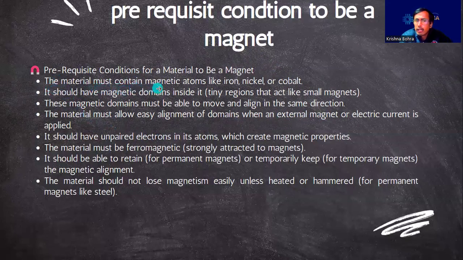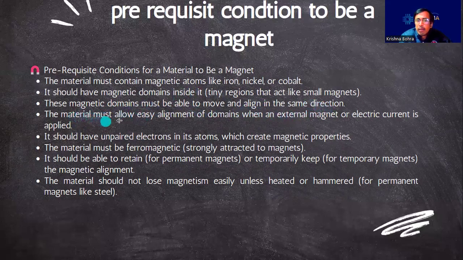The material must contain magnetic atoms like iron, nickel, and cobalt. Does our Earth consist of iron, nickel, cobalt? The answer is yes. Actually, iron, nickel, and cobalt only come from the Earth. It should have magnetic domains inside it, meaning it must have atoms, it must have electrons, unpaired would be preferred, and must have rotation and spin. Due to that, they form a magnetic domain. So if the Earth is made up of material, it must have electrons and it must have magnetic domains. The magnetic domains must be able to move and align in the same direction.